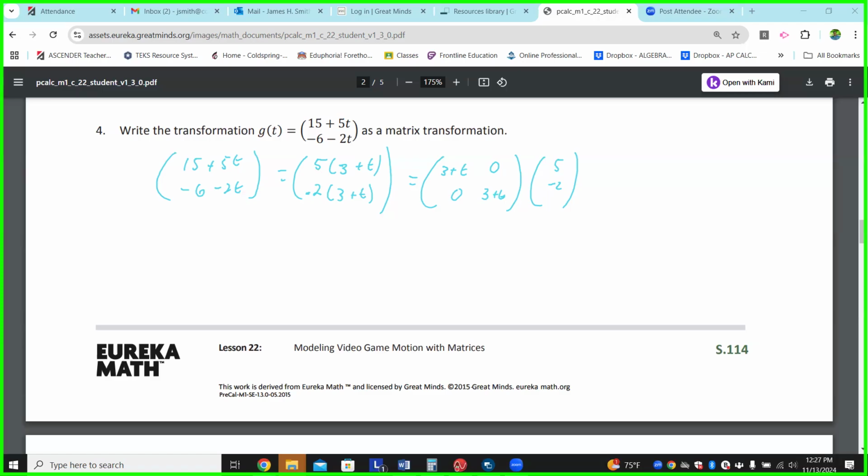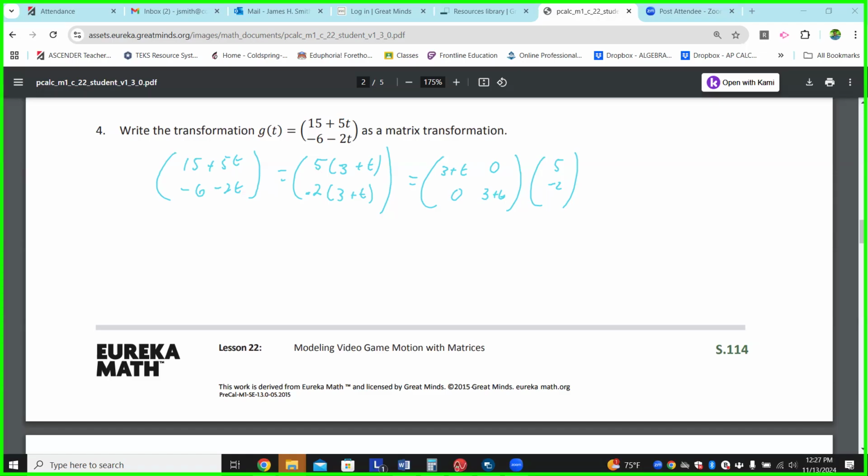5t divided by 5 is what? T. If you're unsure if you did it correctly, you should be able to FOIL this back out. Or sorry, distribute this back out, and it should get back to this point. So 5 times 3 is 15. That worked out. 5 times t is 5t. That worked out. So that's a way you can check yourself to make sure you factor correctly. Does that make more sense? Any other questions? All right.